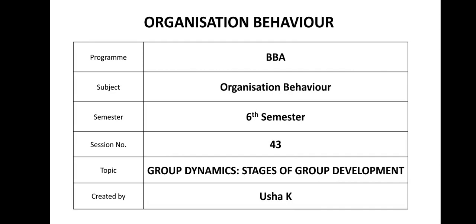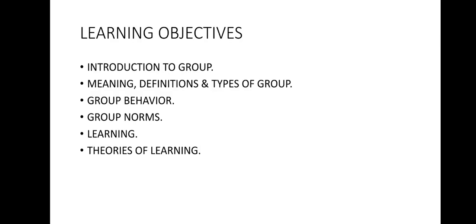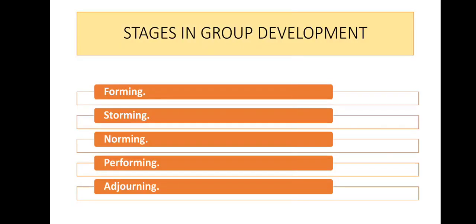The topic I am going to discuss in this session is stages of group development. It is chapter number 4, Group Dynamics. The objectives of this chapter are to know about groups, meaning, definitions, types of group, group behavior, group norms, learning, theories of learning. This session outcome is to know the different stages in group development, or different stages in the formation of a group.